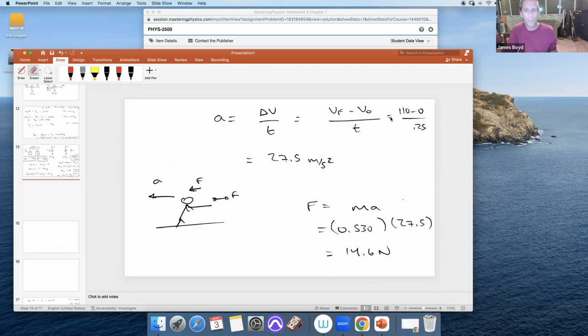What I did wrong here was this is not 27.5. I don't know what I got there. 110 divided by 0.25 is 440 meters per second squared. So this acceleration is 440 meters per second squared. And the force on the arrow is 0.530 times 440, or 233.2 newtons.